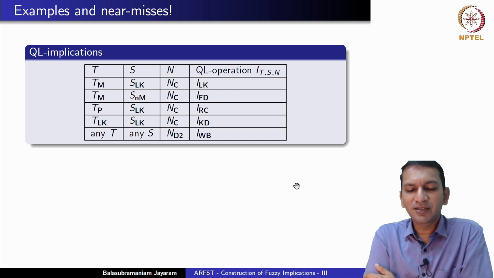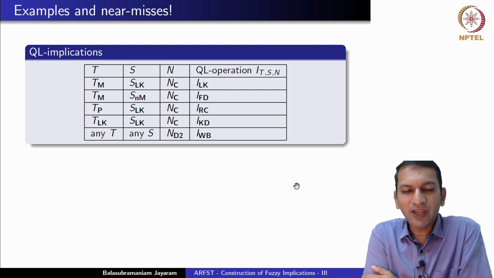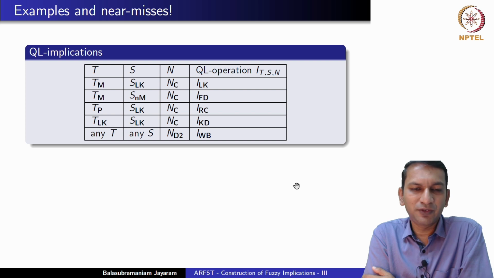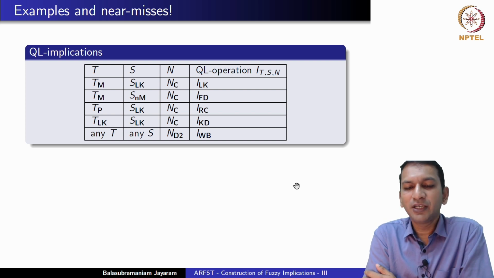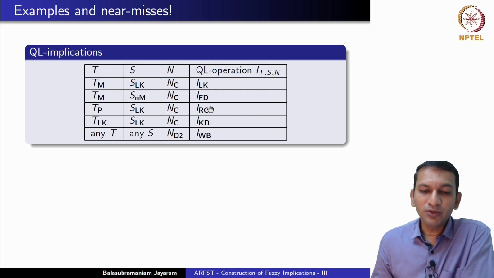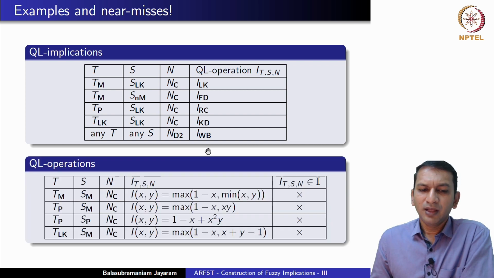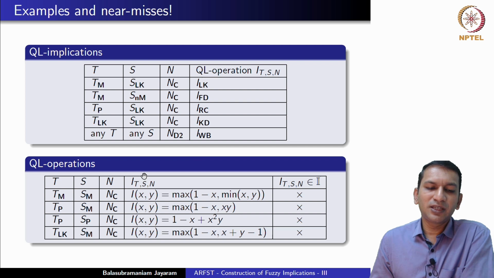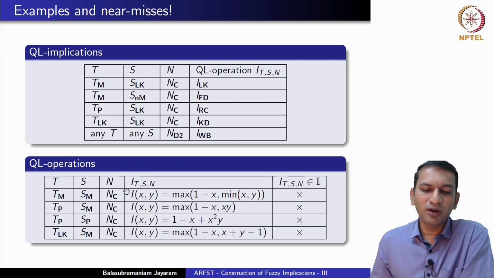Once again, quite interestingly, you find that 5 among the 9 basic implications that we have seen are in fact QL operations. Some of them are also SN implications. In fact, all these 5 are indeed SN implications. Let's look at some near misses. That means those that give only QL operations and are not QL implications.